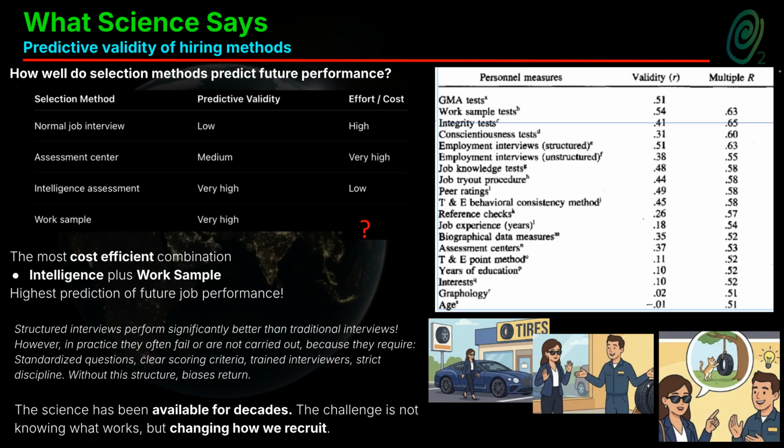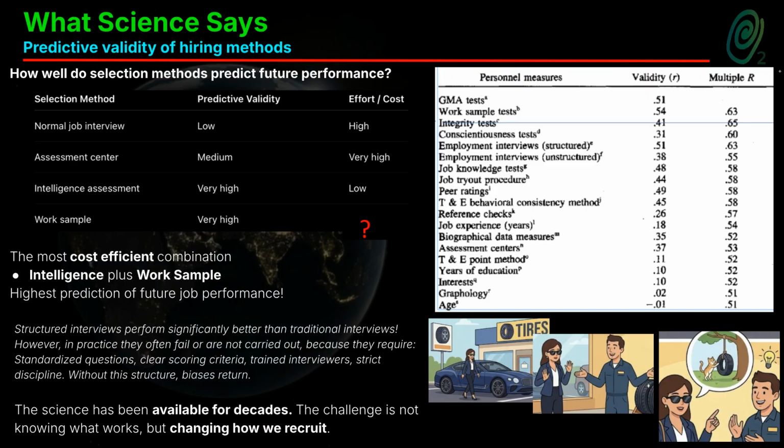Oh, what is science saying? There's predictive validity of hiring method, which basically says how well selected methods predict future performance. There's a full table, and the sources are on the last page to look up. We just picked some methods here and weighted them.